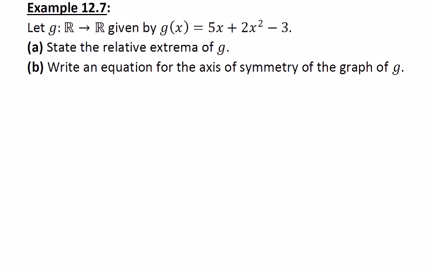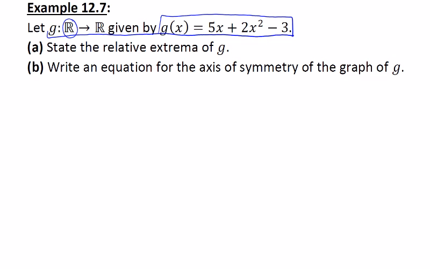Example 12.7 says let g be a mapping given by g of x equals 5x plus 2x squared minus 3, and the domain of this function is going to be all real numbers. Part A wants us to state the relative extrema of g.